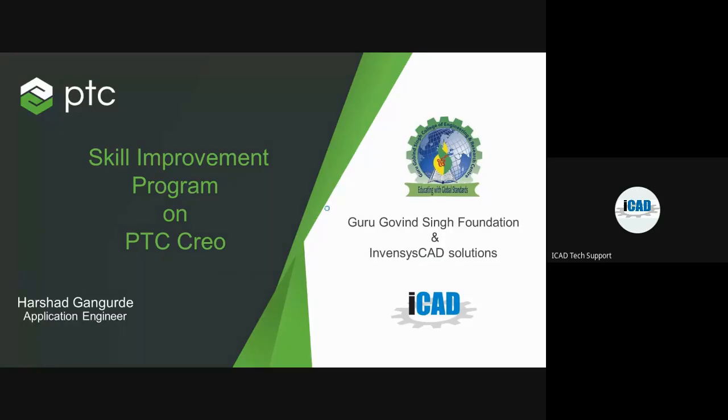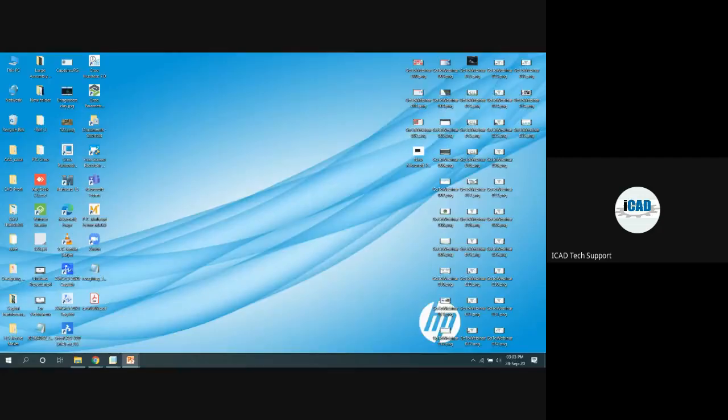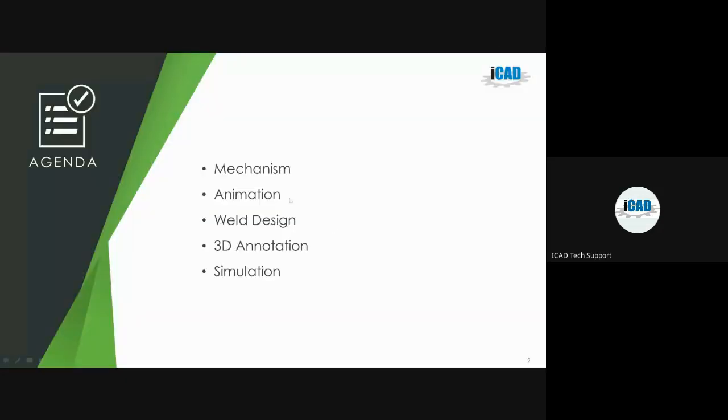Our today's agenda, these are the topics we are going to cover in today's session. First of all, we will start with the mechanism: what mechanisms we can create in Creo, how we can animate those mechanisms, and if you want to change the orientations and show the sections in the video animations. This type of animation you can create in the Creo environment itself.